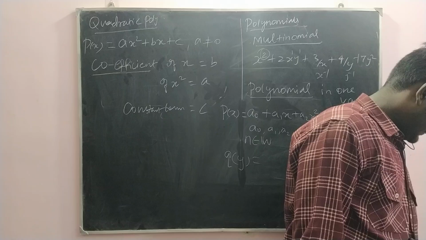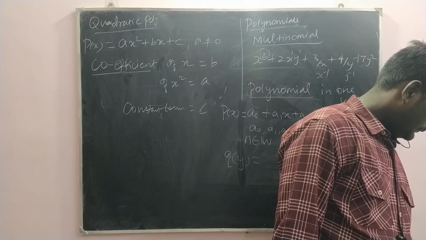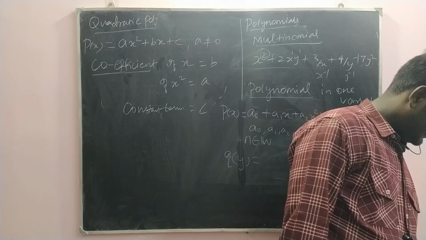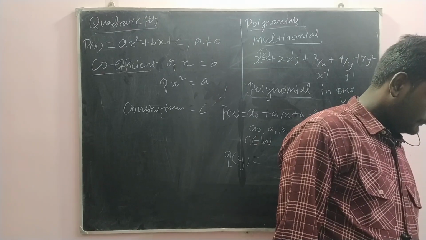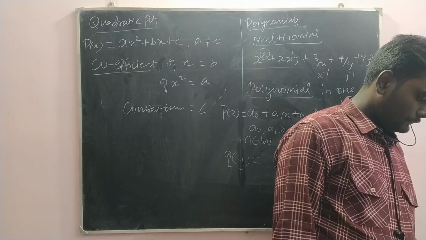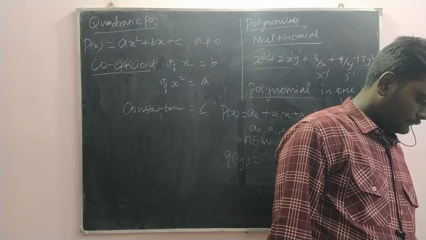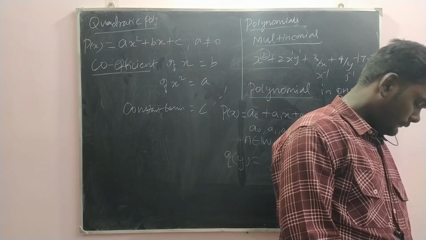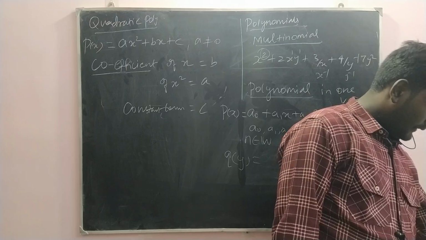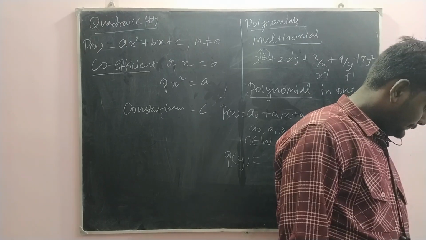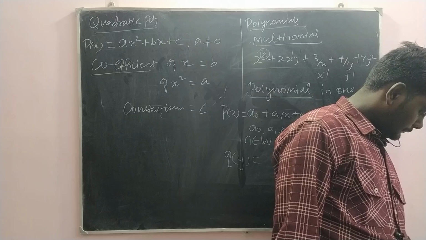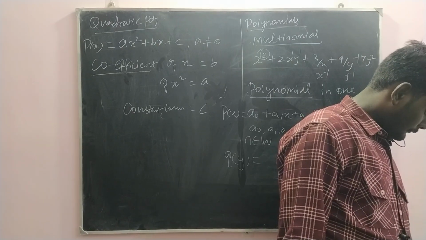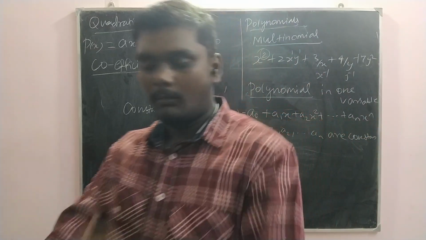Next, the number of zeros of a polynomial. Yes, the zeros of a polynomial we should see first.